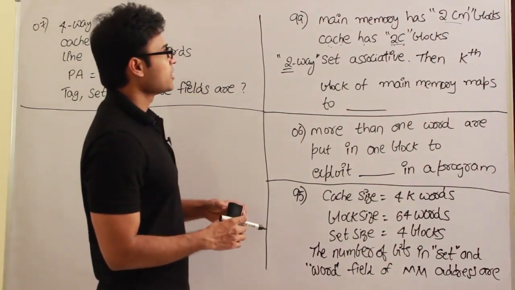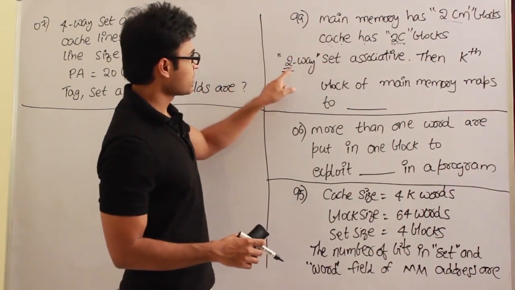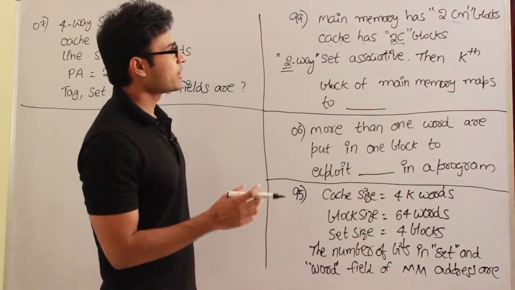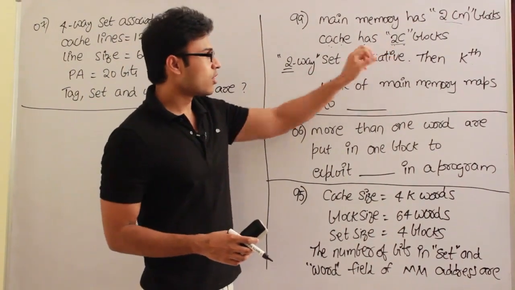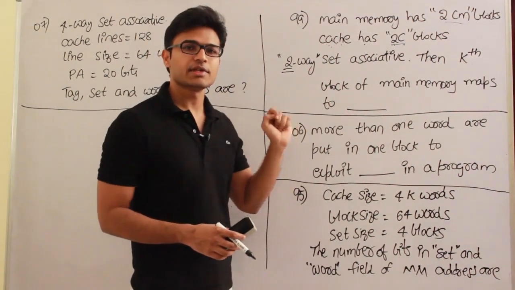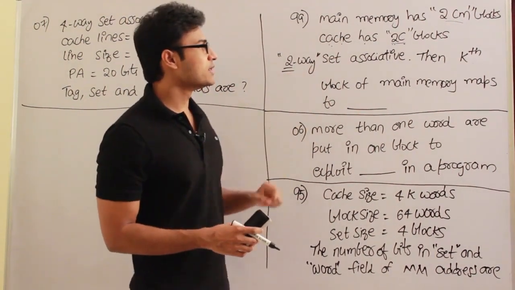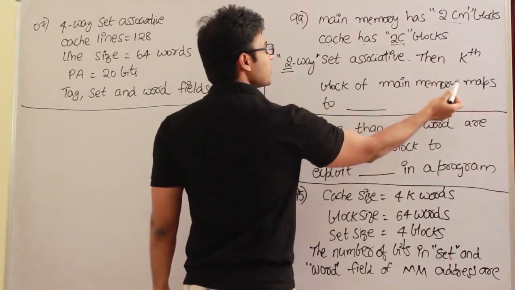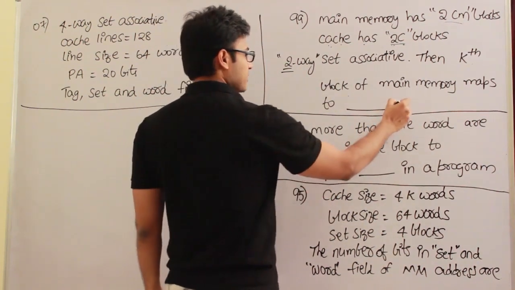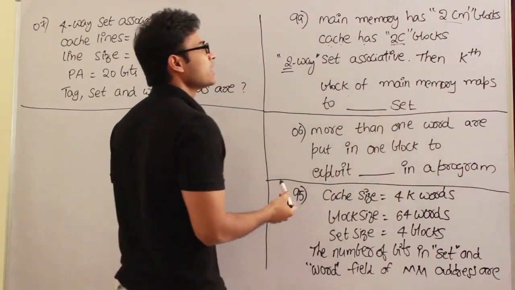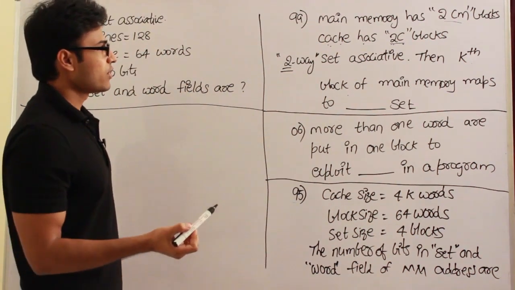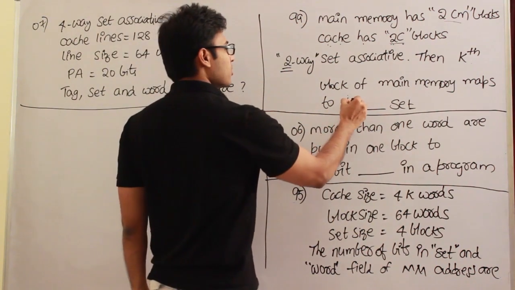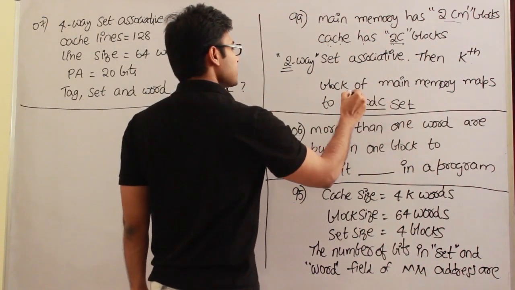Now they are saying that main memory has 2cm blocks, the cache has 2c blocks, and it is two-way set associative. So we have to find the number of sets. If the cache has 2c blocks and it is two-way set associative, then the number of sets will be equal to c. Then the kth block of the main memory maps to which set? They are asking which set the kth block of main memory maps to. If I have c sets, then the kth block of main memory is mapped to k mod c, isn't it?